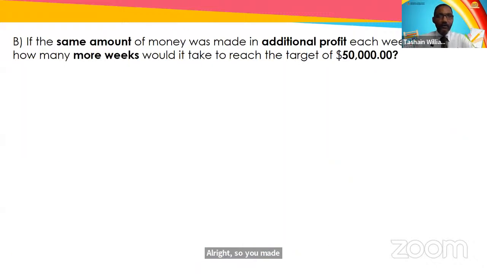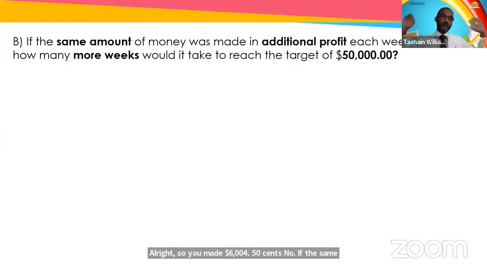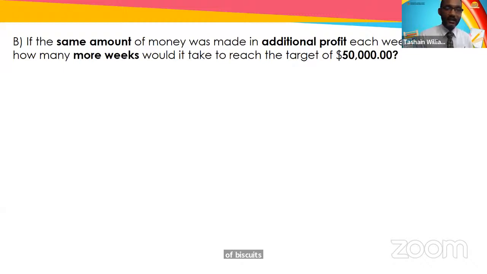So you made $6,004.50. Boys and girls, let me commend you and big you up for selling your three types of biscuits and making a profit of $6,004.50. Whole heap of money that, you know.